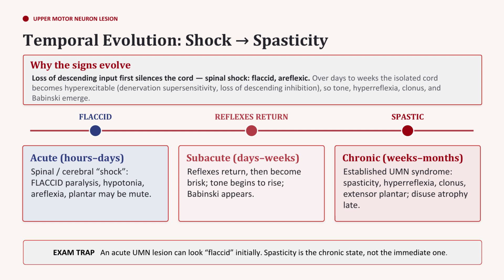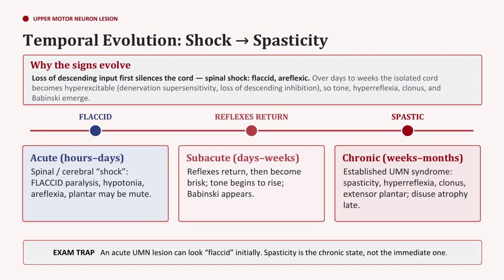Over the following days to weeks, the reflexes return and then overshoot into briskness, tone climbs, and the Babinski sign appears. By the chronic phase, weeks to months out, you have the full, familiar upper motor neuron picture: spasticity, hyperreflexia, clonus, an extensor plantar response, and eventually some disuse atrophy.